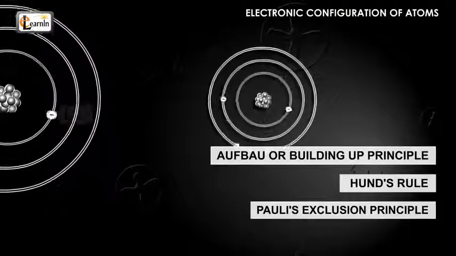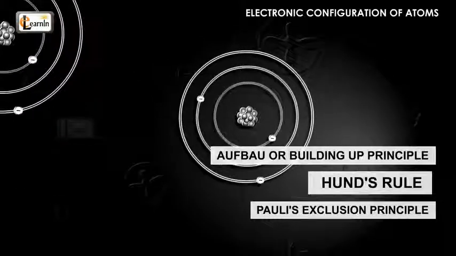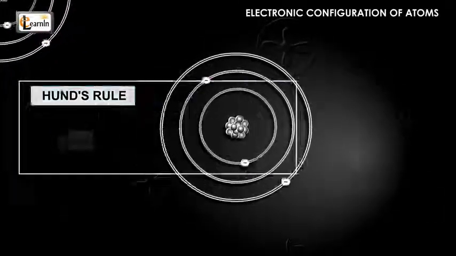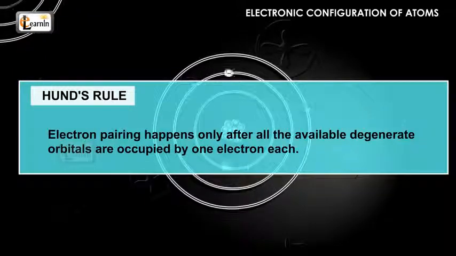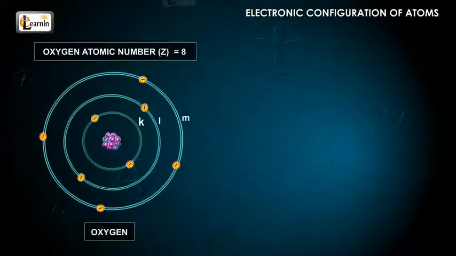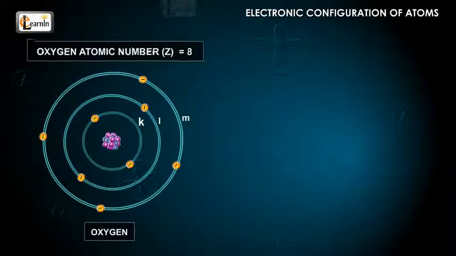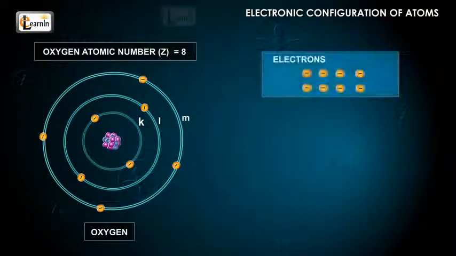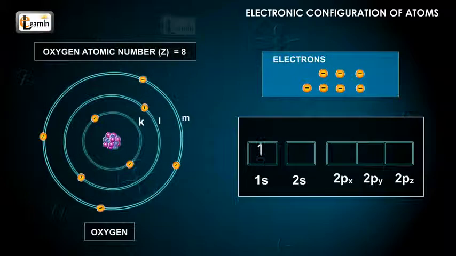The second important rule to determine the electronic configuration of an atom is Hund's rule. It says that electron pairing happens only after all the available degenerate orbitals are occupied by one electron each. Let's use an example to understand Hund's rule. Consider the element oxygen with Z equal to 8. It has 8 electrons. The first electron goes into the 1s orbital of the K shell. The second electron will be paired up with the first electron in the same 1s orbital.